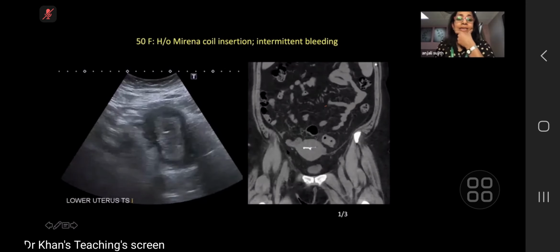So this lady has a history of Mirena coil insertion and presented with intermittent bleeding. We can see on CT scan that the coil is within the uterus, centrally positioned. Describe the ultrasound finding, please.